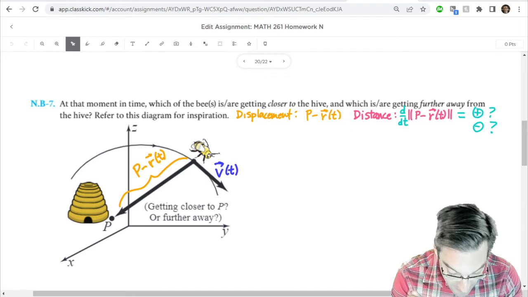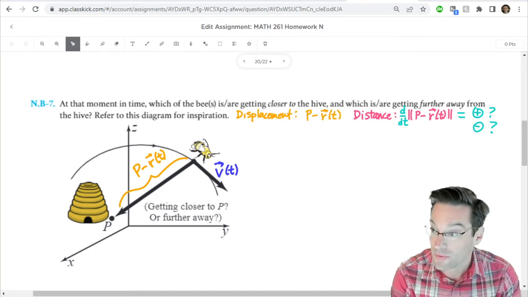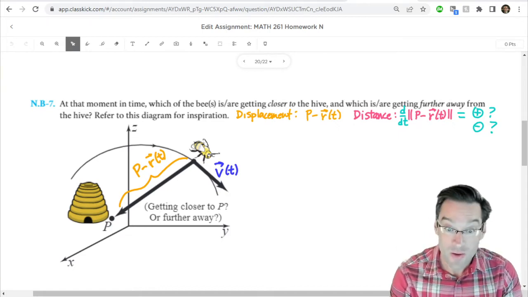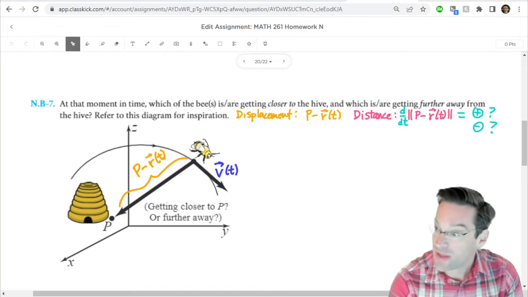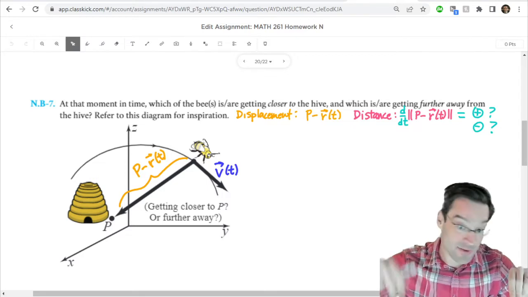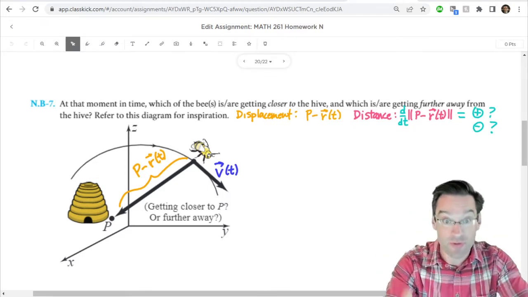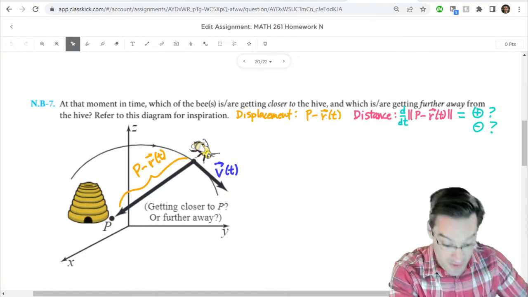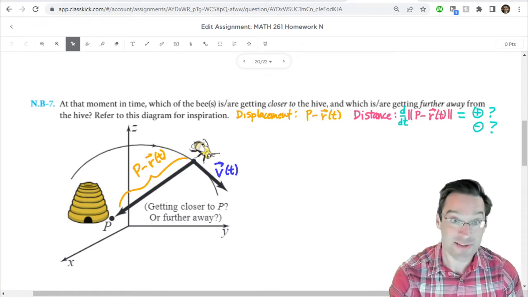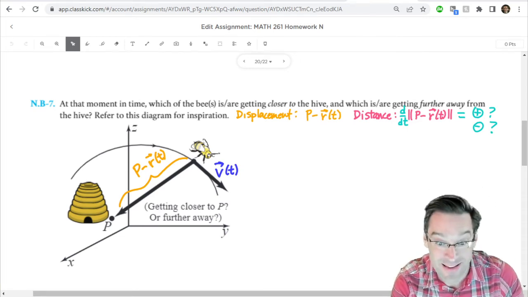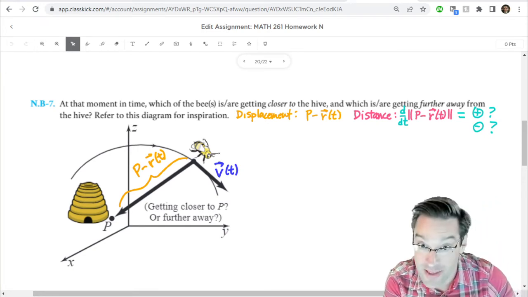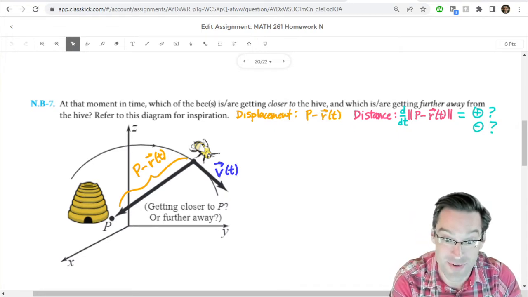You could do this in a very straightforward but messy way by actually writing out p minus r of t as a vector valued function, and then taking the magnitude of that, so the square root of the sum of the squares of the x component function plus the y component function plus the z component function. That's going to give you some awful function of t underneath a giant square root. Then take the time derivative of it, plug time t equals 1 into it, and figure out whether that's positive or negative. This would be the brute force way to do this problem.